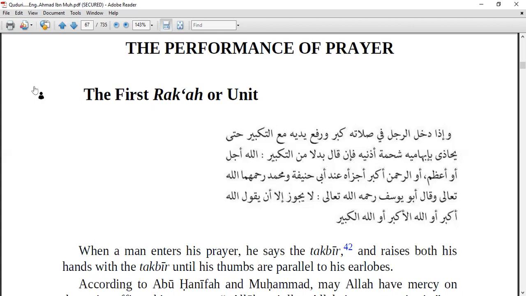وَإِذَا دَخَلَ الرَّجُلُ فِي صَلَاتِهِ, when a man enters his prayer, كَبَّرَ, he says the takbir. وَرَفَعَ يَدَيْهِ مَعَ التَّكْبِيرِ, and he raises both his hands with the takbir, حَتَّى يُحَاذِيَ بِإِبْهَامَيْهِ شَحْمَةَ أُذُنَيْهِ, until his thumbs are parallel to his earlobes. For women, they raise their hands until they reach their shoulders. It should be parallel to the shoulders, right?